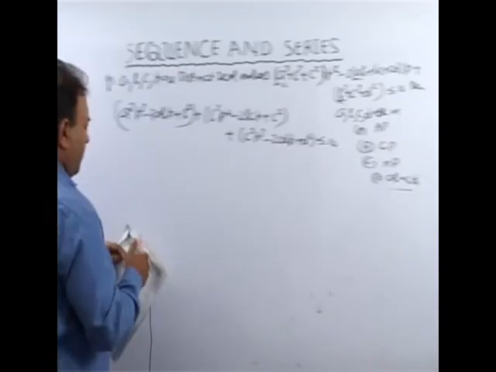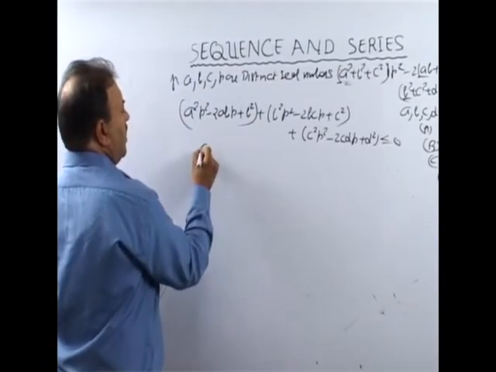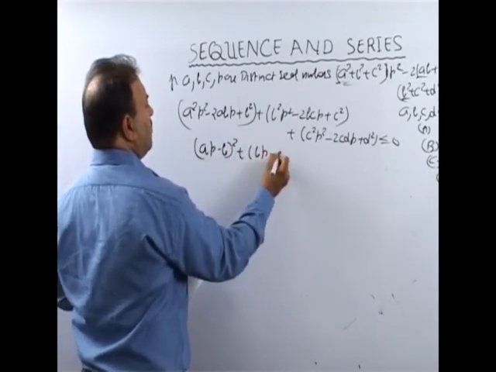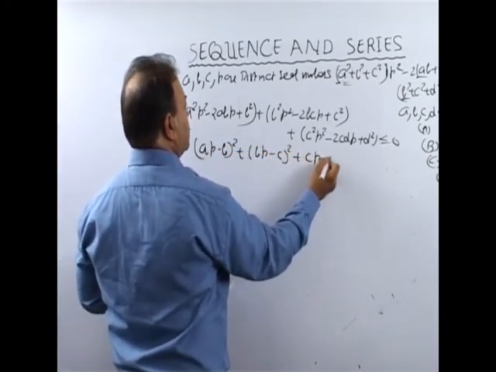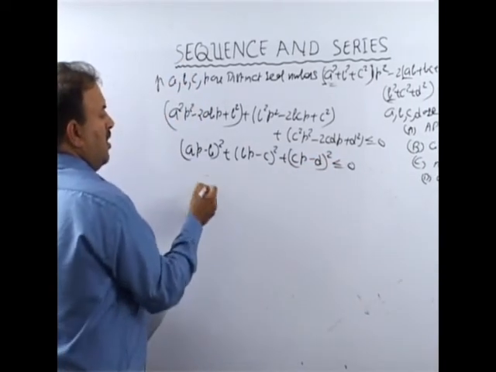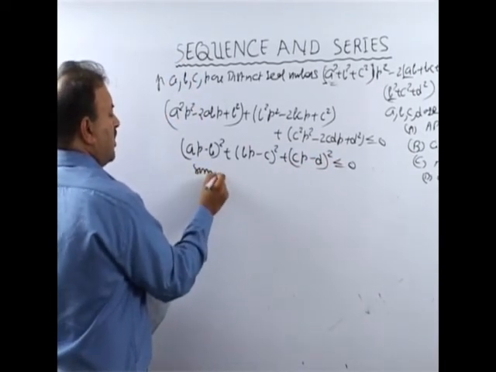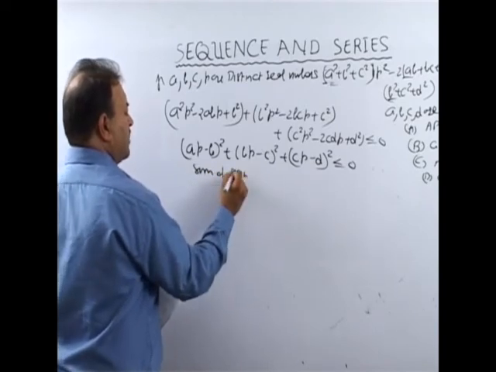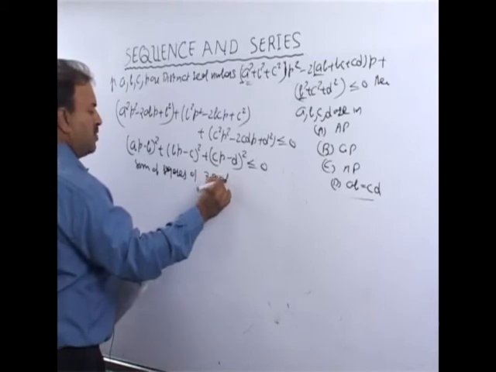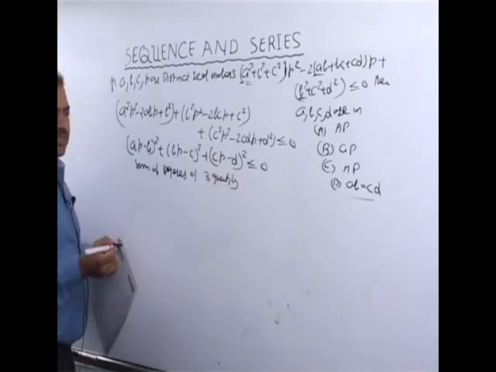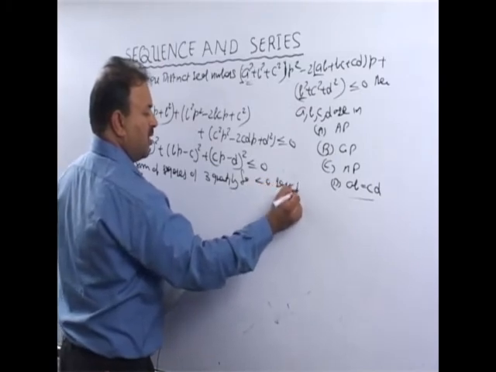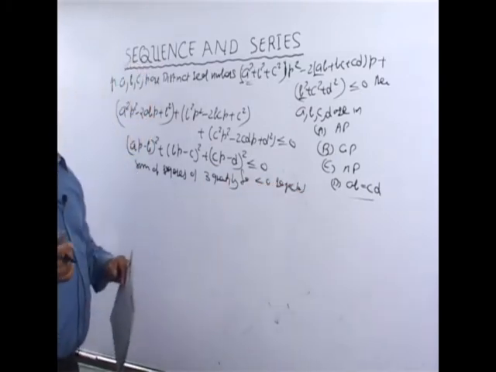It becomes (ap minus b) the whole square plus (bp minus c) the whole square plus (cp minus d) the whole square less than or equal to 0. This is a sum of squares of three quantities, so always positive. So less than 0 is rejected. This quantity cannot be less than 0.